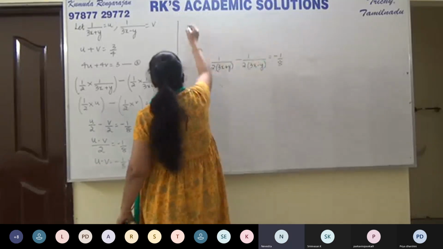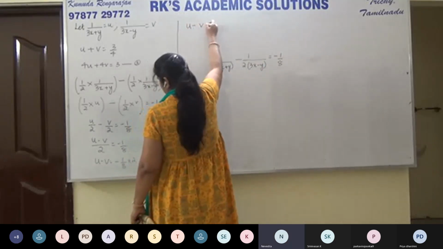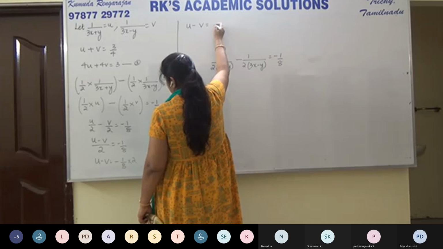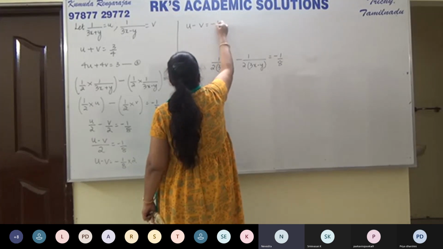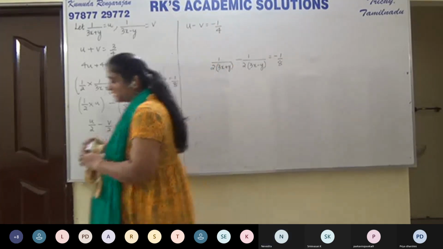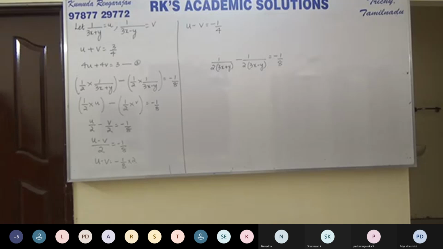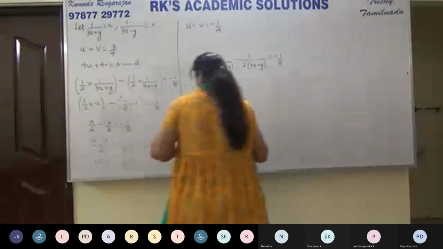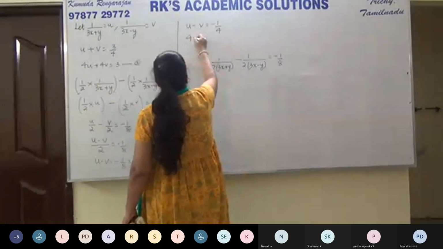Ma'am, got the answer, ma'am. x is equal to 1 and y is equal to 1 by 2. One minute. x is equal to 1, ma'am. Both are 1. x is 1, y is 1.